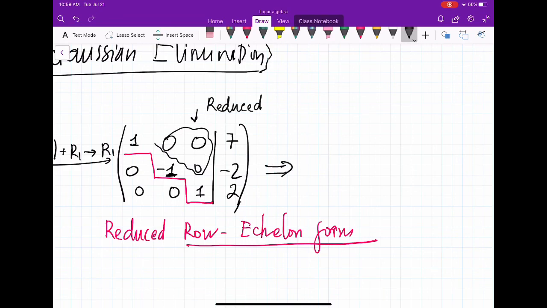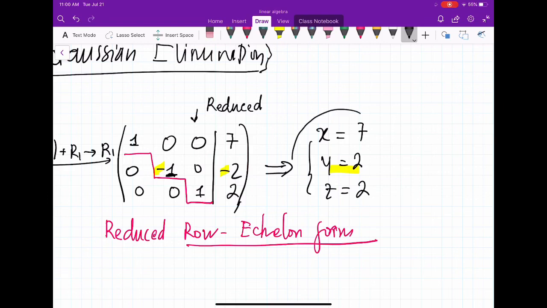And from here, you can see the solution. You rewrite the first equation. So what is the first equation in this case? That is just x equal to 7. You see that? The second is y equal to 2. I just ignore negative in here. I mean, multiply the second row by -1, right? You got this. The last one is z equal to 2. And this is your solution.